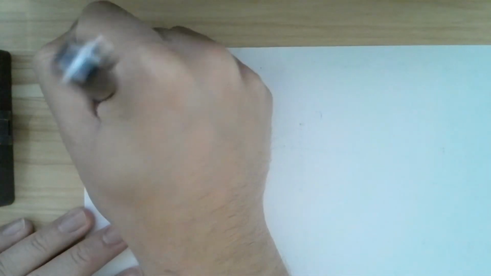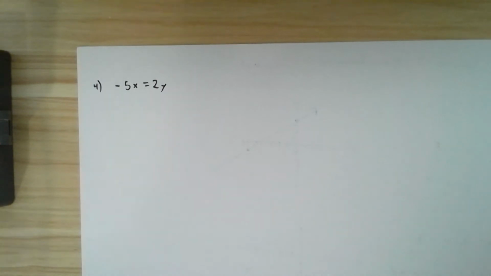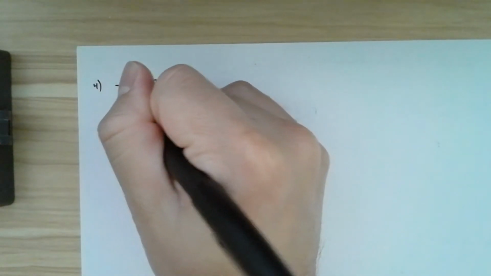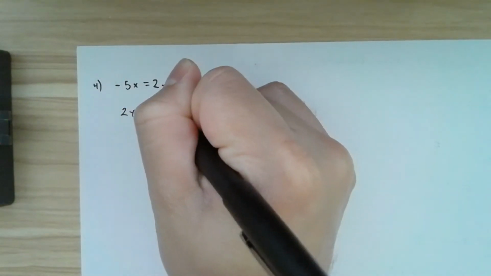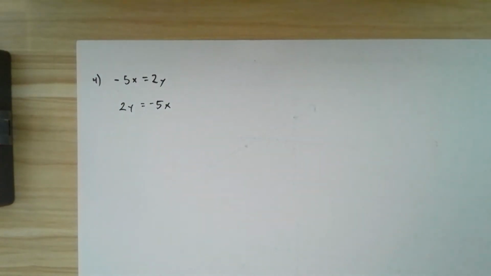This is example 4. We got this right here. So first thing I'm going to do is, because I like writing my y's on the left side, I'm just going to rewrite it. All I did was switch the order. I need y by itself for slope-intercept form, so I'm going to divide by 2.